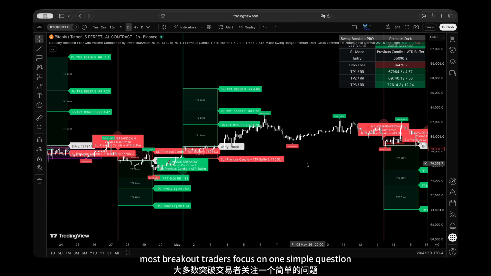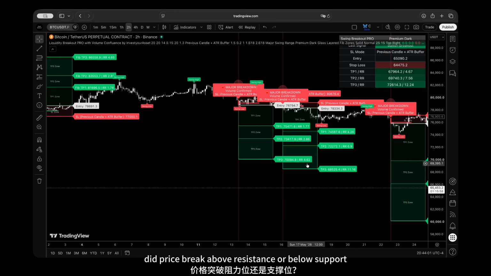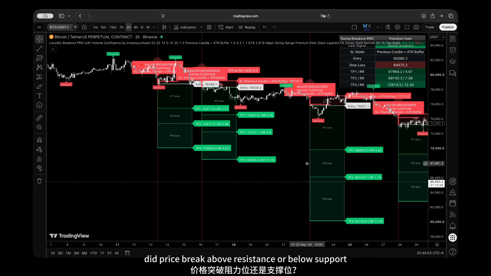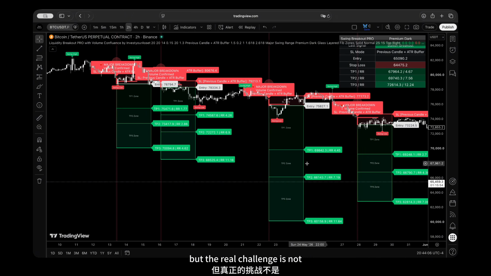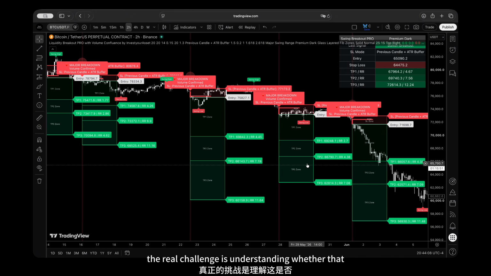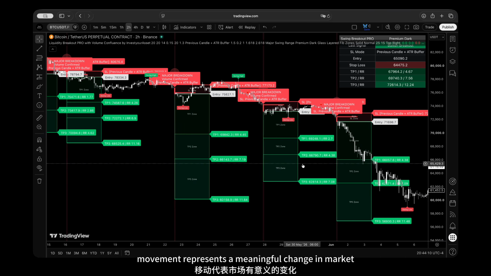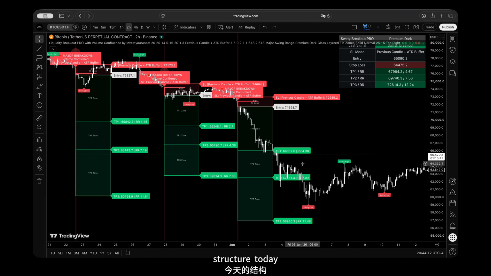Most breakout traders focus on one simple question: did price break above resistance or below support? But the real challenge is not finding a price movement. The real challenge is understanding whether that movement represents a meaningful change in market structure.